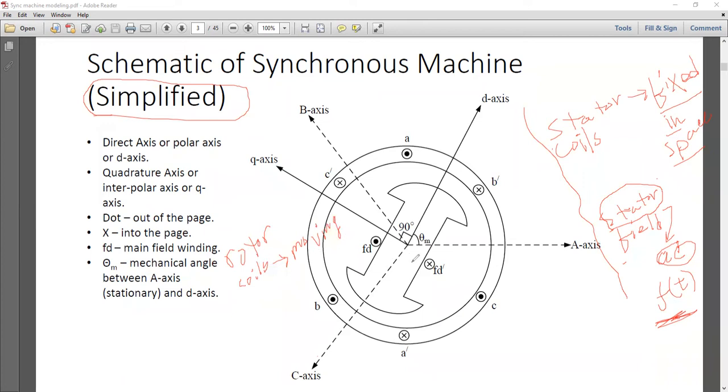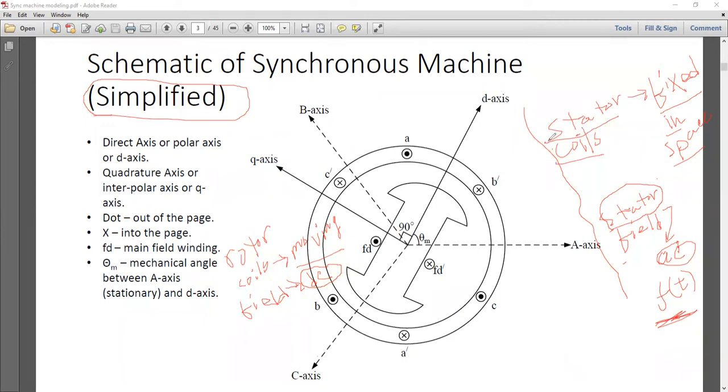The rotor has to be moved with the help of the prime mover at a certain speed. So the rotor coils in space, they are moving. What about their field? DC. Their field is DC, so their field is actually constant. Their field is not a function of time. Is it okay?